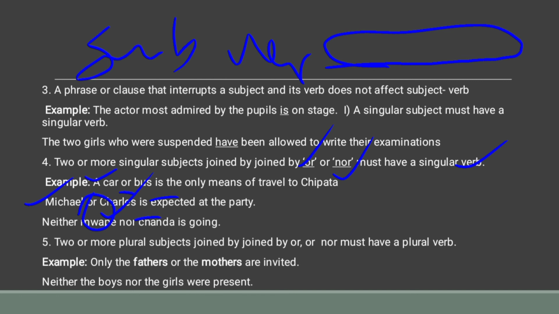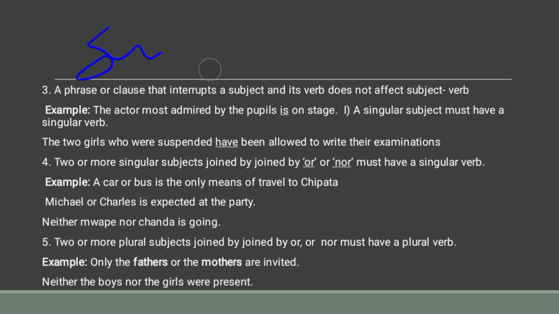The last example here. Neither Mwape nor Chanda. Do not say are going, because those are singular subjects being joined by nor. So neither Mwape nor Chanda is going. Is going. Subject-verb agreement. Rule number 5. Two or more plural subjects joined by or or nor must have plural verbs. The opposite of this one.